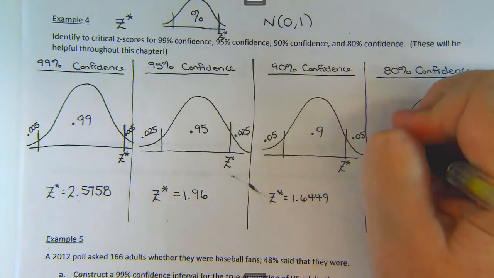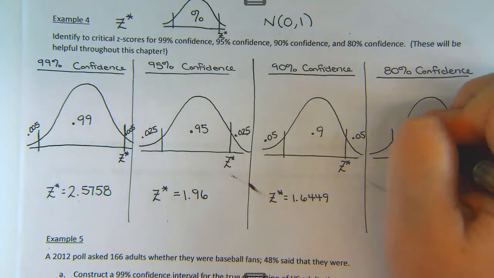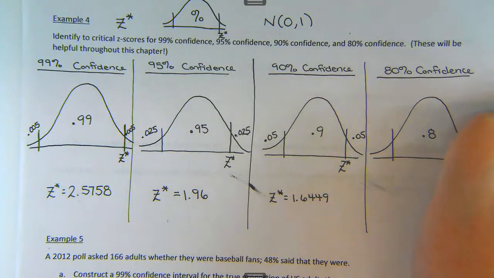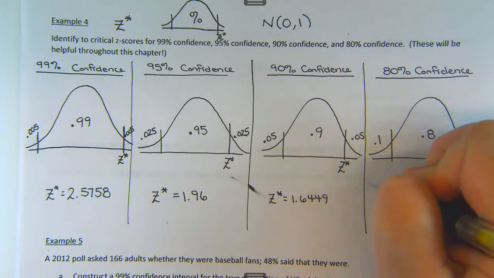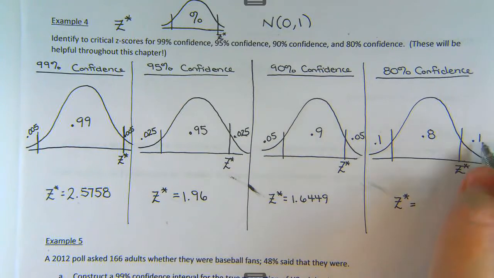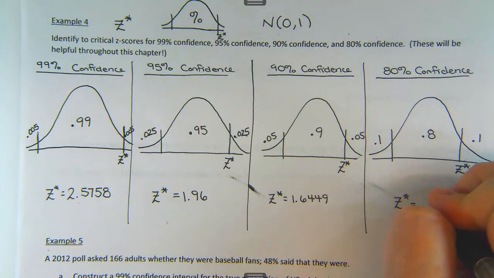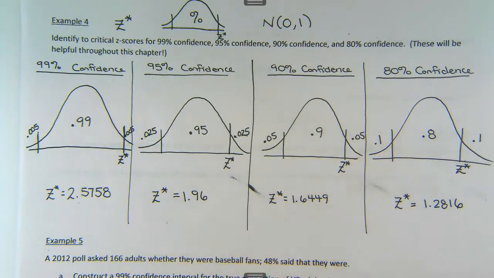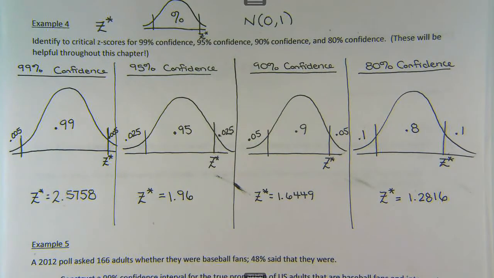And then for 80%, if we have 0.8 in the middle, it's going to leave 0.1 in each of the tails, and finding that cutoff value of our z-star, taking this area to the left of 0.9 or area to the right of 0.1, that should give a 1.2816. So that's how you can find the critical z-scores, finding the z-star values.